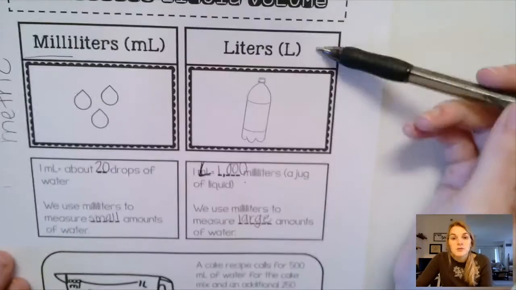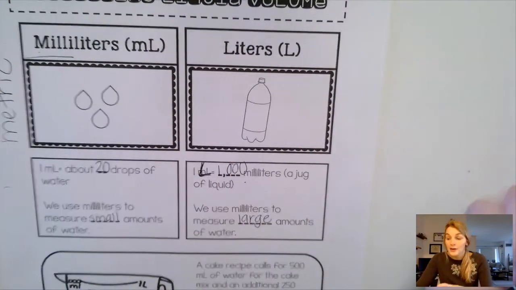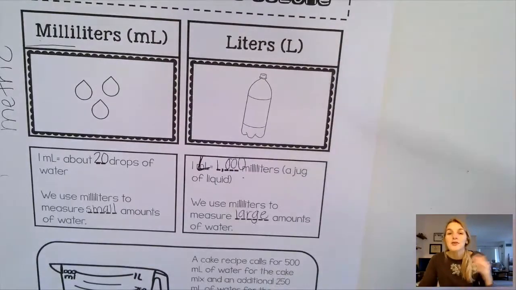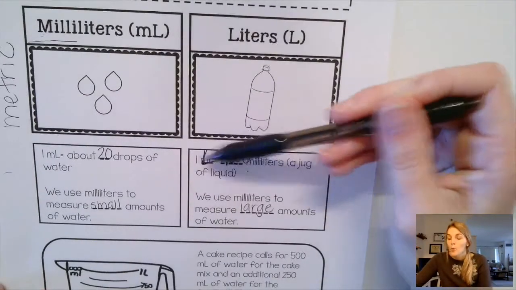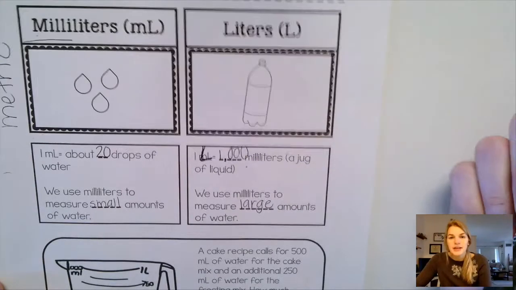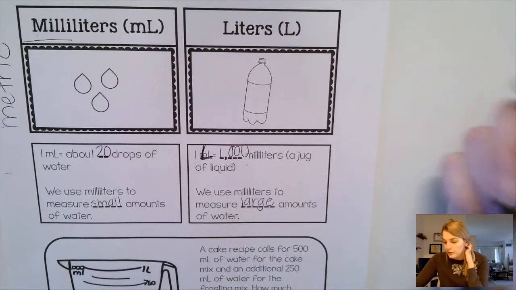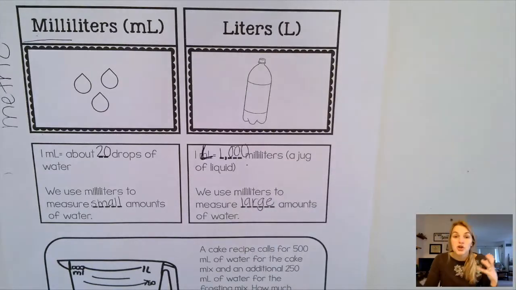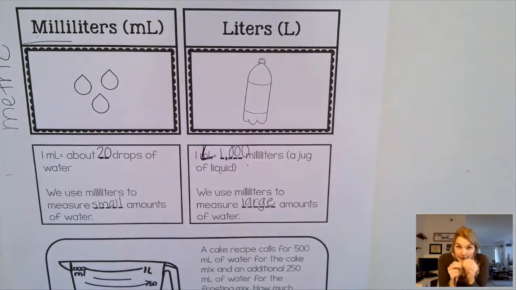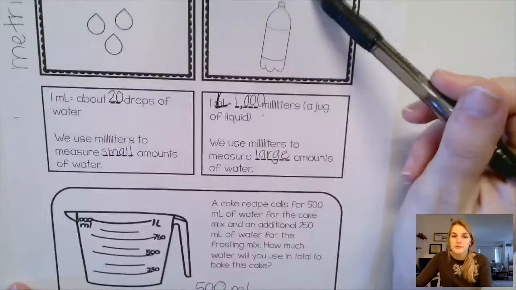For liters, we talked about they are larger. Think of L for large. M for many milliliters, L for large. 1 liter holds 1,000 milliliters. Think about a jug of liquid. So we use liters to measure large amounts of water. Remember that L for large. Milliliters, many, L for large liters.